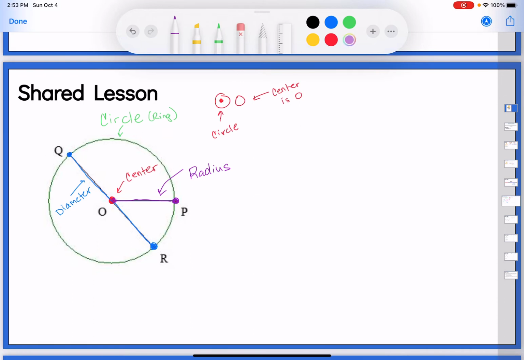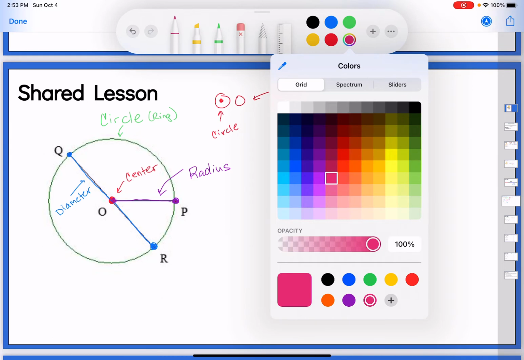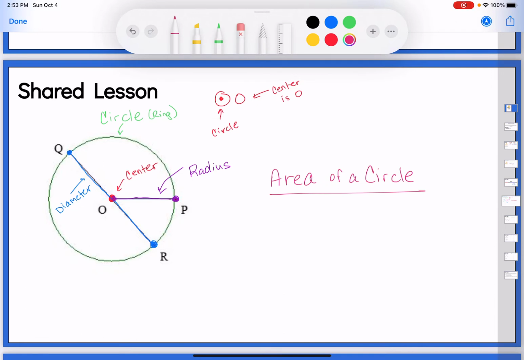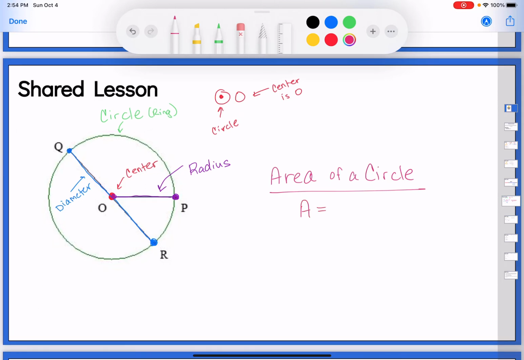Okay, now there are a couple of formulas that we always have when it comes to circles, and hopefully you remember them. So first formula is for the area of a circle. The formula for area is pi r squared. I should write A equals pi r squared, right? Okay, pi r squared. And remember for area, units are always squared. Radius squared, unit squared, keep in mind, okay?